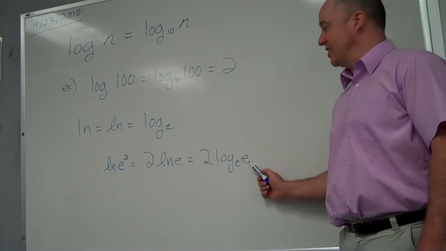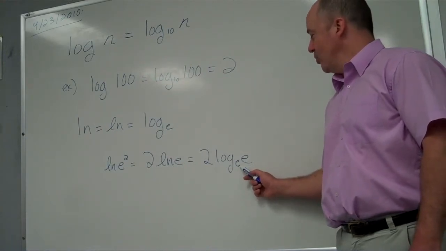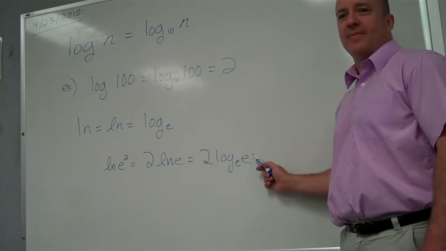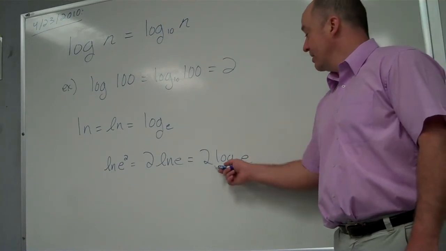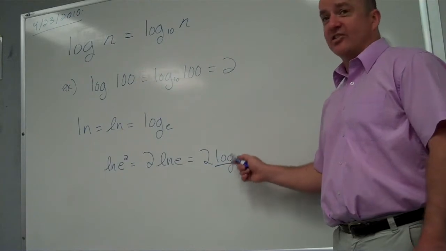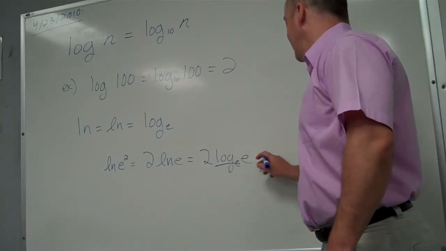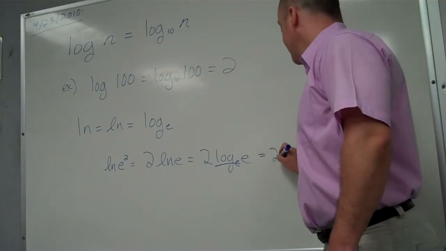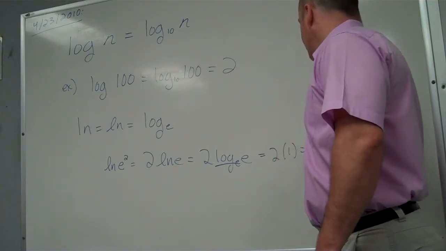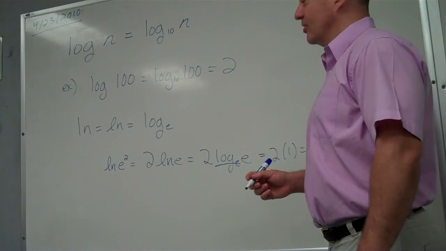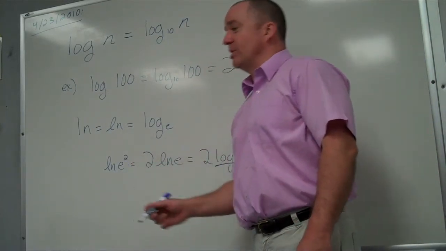Now here I'm asking a lot of thinking from you. e to the what power will get you e? 1. The logarithm is always a question. The answer is an exponent. So log base e of e is 1. So this is 2 times 1, or just 2. So the natural log of e squared is one you can solve without a calculator.